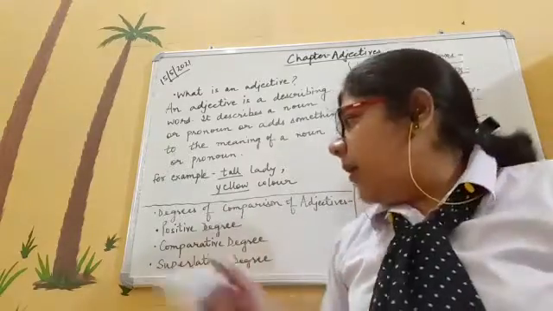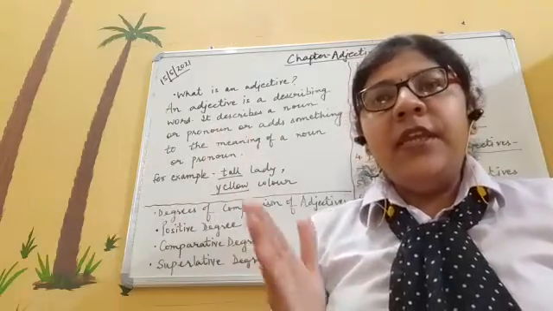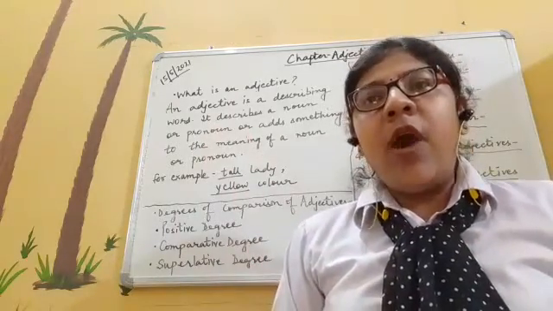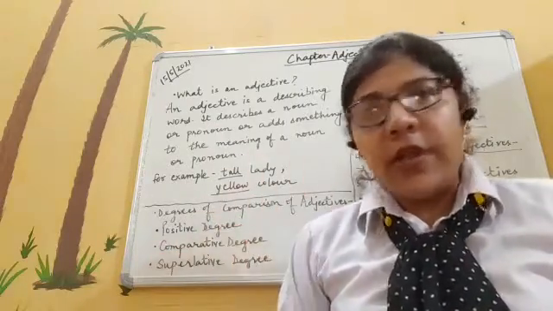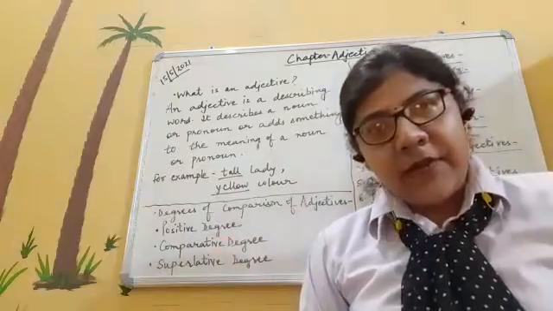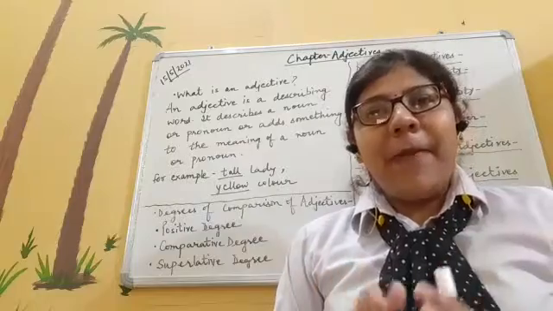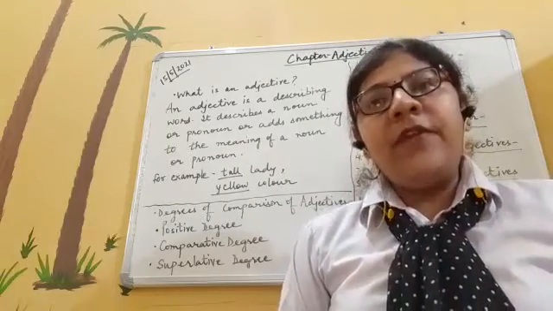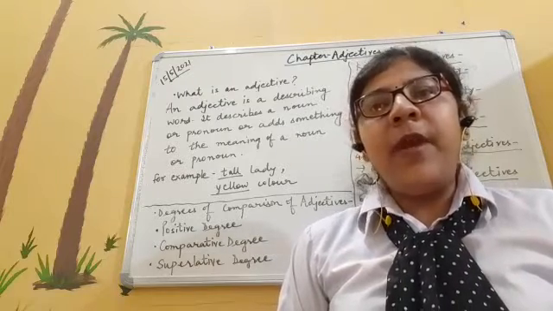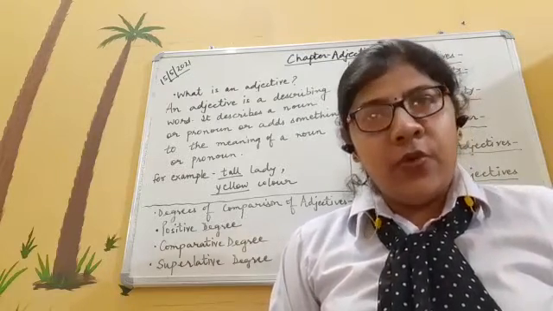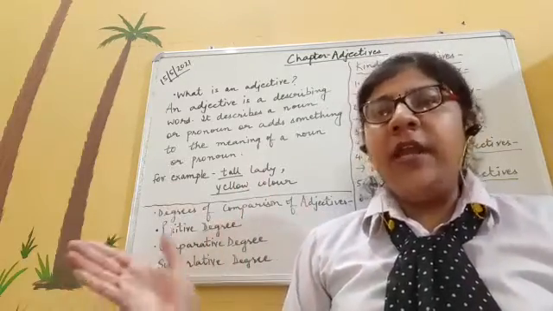Now comparative degree means comparison will be there between two things. If I say he is taller than Ram, now I am doing the comparison between he and Ram and I have used the word taller. So taller will be comparative degree. And last, superlative degree means comparison between more than two. Like if I say he is the tallest boy in the whole class, this time I am doing the comparison between more than two. So tallest will be superlative. So tall, taller and tallest.